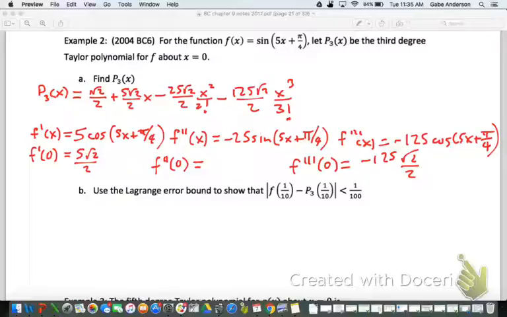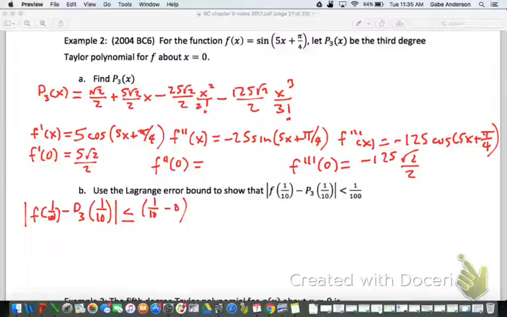So far, we haven't touched the calculator. We will continue to not use a calculator. So here's what we're going to do. We're going to say the absolute value of f of 1/10 minus p sub 3 of 1/10 is less than or equal to, here we go. Remember the numerator is x minus c to the n plus 1. So what's our x value? 1/10, right? That's the number we approximated with. So it's going to be 1/10 minus c, and c would be 0. That's our centering value. So 1/10 minus 0 to the n plus 1.